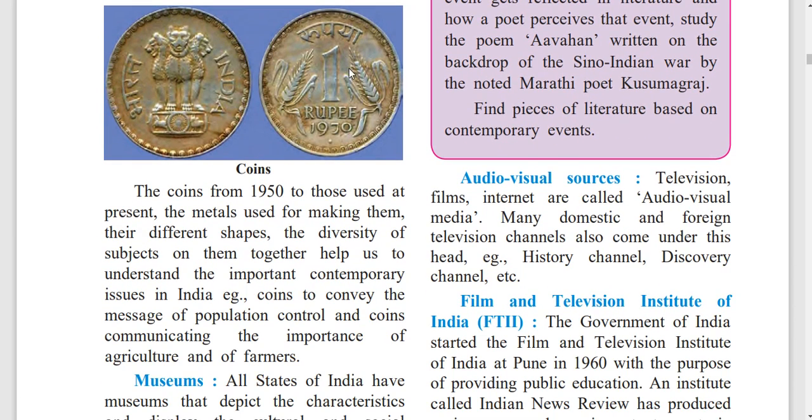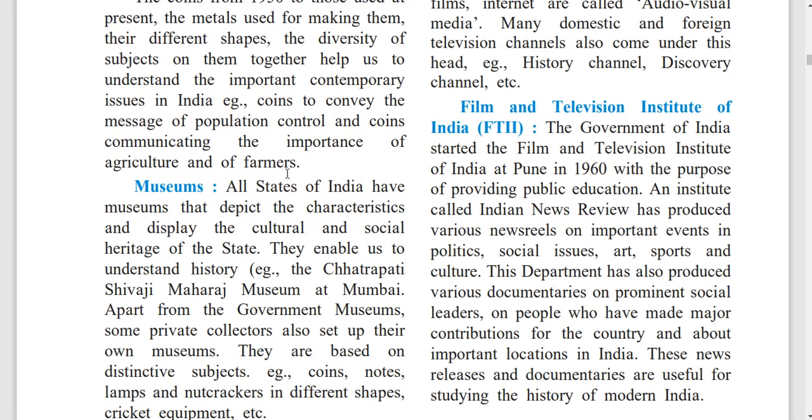Coins. This is a 1 rupee coin of 1970. The coins from 1950 to those used at present, the metals used for making them, their different shapes, the diversity of subjects on them together help us to understand the important contemporary issues in India. Example, coins to convey the message of population control and coins communicating the importance of agriculture and of farmers.